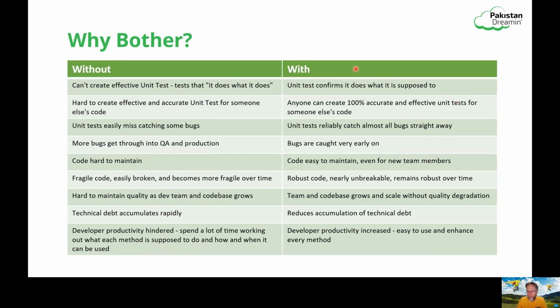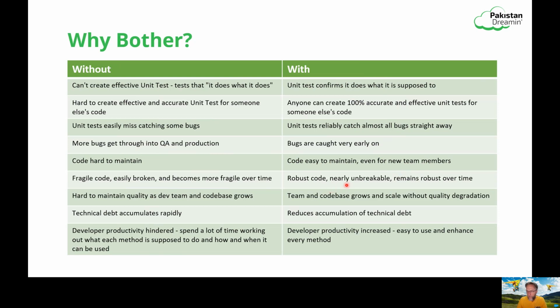With contract-based programming, it makes a huge difference to all of these things. Your unit tests can confirm it does what it's supposed to, and they can be very accurate. Anyone can create accurate unit tests for someone else's code because it's all specified what it should do, and therefore those unit tests work really well, reliably catching almost all bugs straight away. So the bugs are caught early on, saving all that time of bugs being caught later in the cycle and the issues they cause. Therefore, the code's easy to maintain even for new team members because it's all documented and automatically tells them if something's broken.